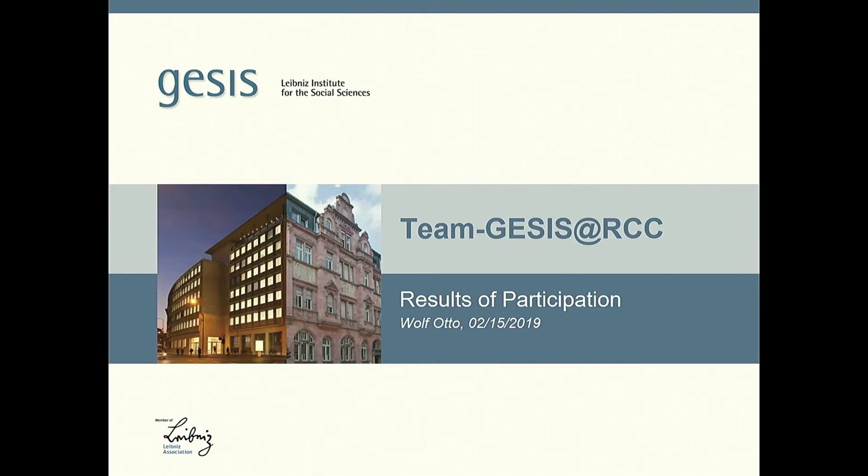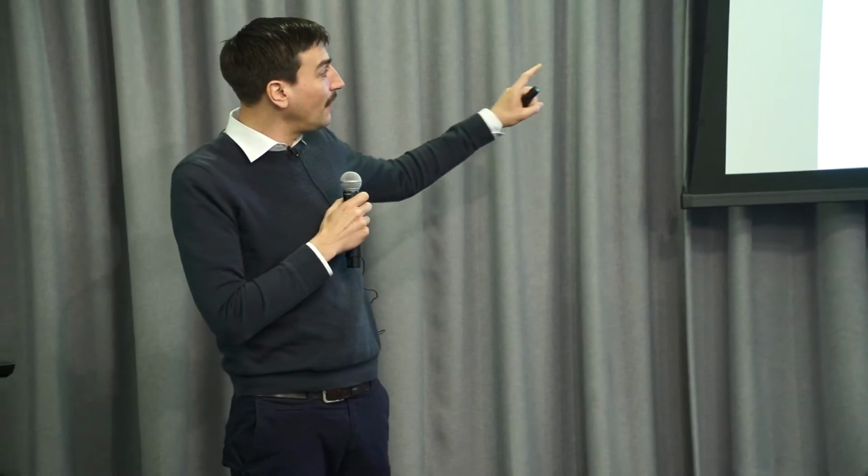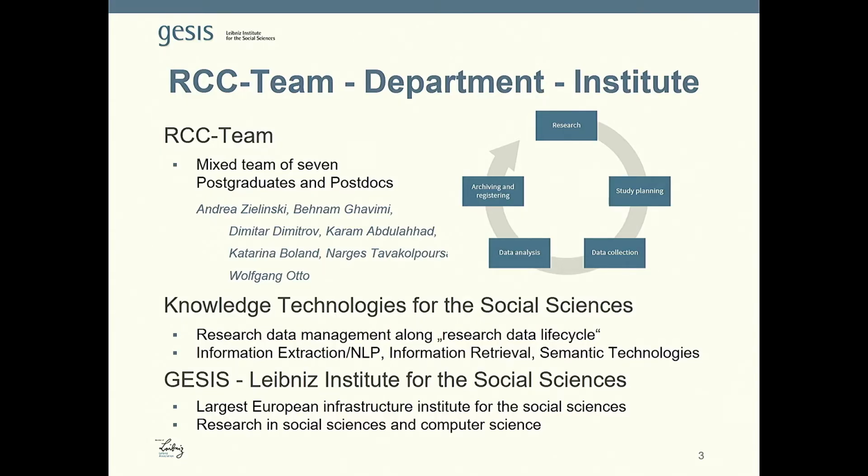So I'm presenting the results of our system. Who are we? We are seven people from the Department of Knowledge Technologies for the Social Sciences, based in the Leibniz Institute for the Social Sciences in Cologne and Mannheim in Germany. Our research questions in our department are related to information extraction, NLP, information retrieval, and semantic technologies. And we are not only doing research, but we are also a service provider for social scientists in Germany.